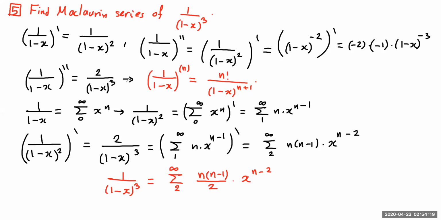So from the beginning, this formula is correct on the interval (-1, 1). So all the calculation, all the series, is on the interval (-1, 1). So this is the Maclaurin series of 1 over (1 minus x)^3. And it's valid on the interval (-1, 1).